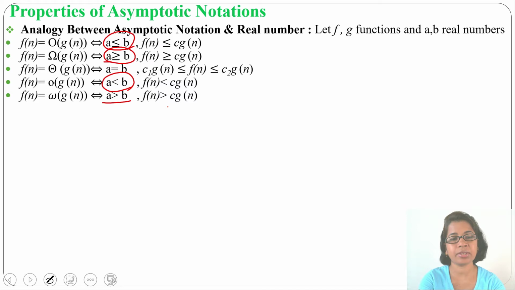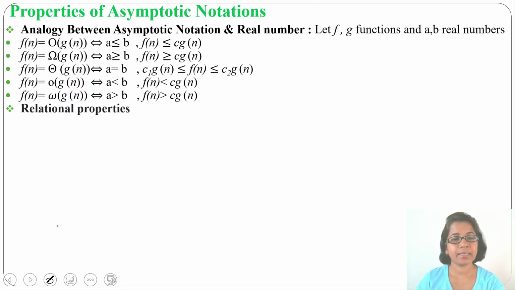C is some constant. So big O notation is equivalent to less than or equal to, omega notation is equivalent to greater than or equal to, theta notation is equivalent to equal to, little o notation is equivalent to less than, and little omega notation is equivalent to greater than.